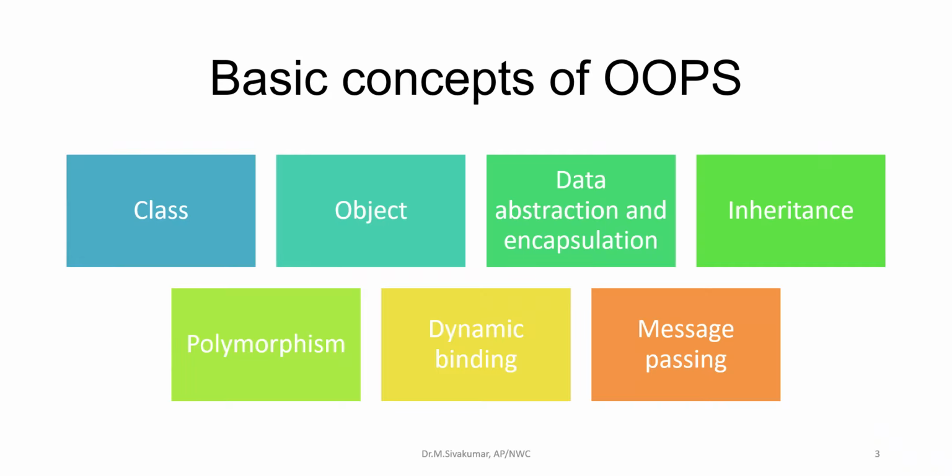Dynamic binding supports runtime decision making for method calls. Finally, message passing means objects communicate with each other by sending messages, similar to how components interact in real systems. So this slide gives a complete map of what OOP includes, and we will cover these step by step.